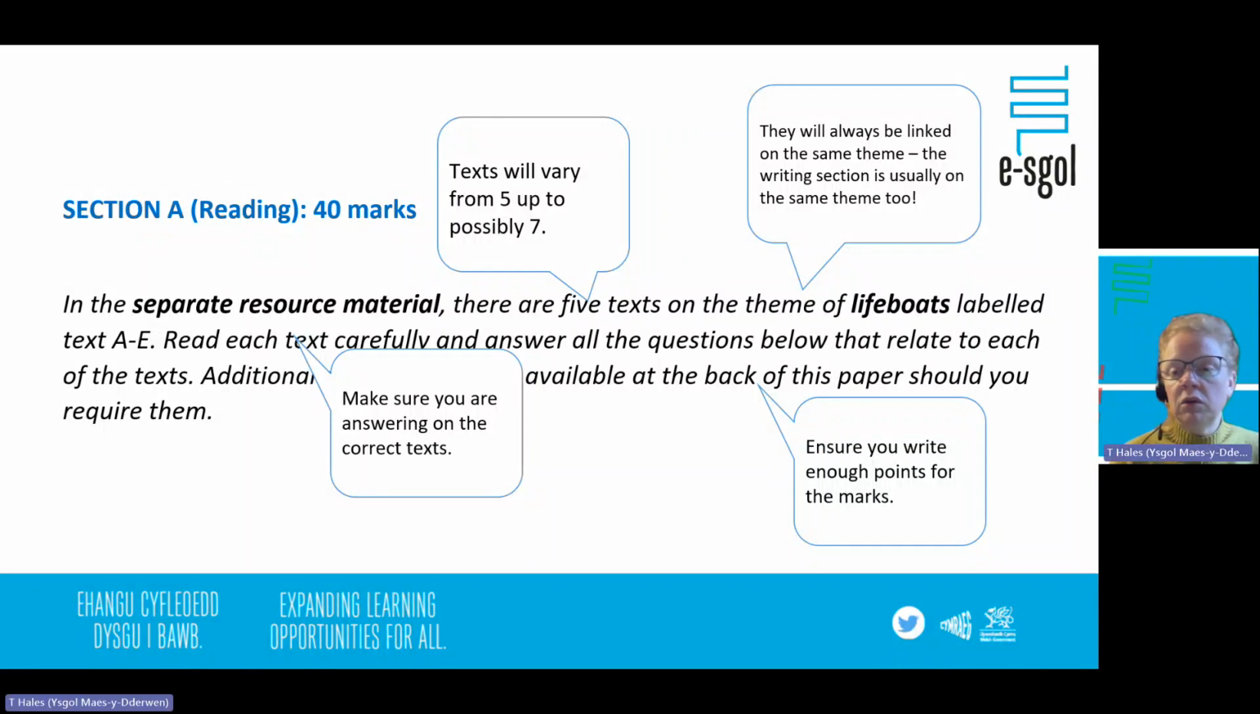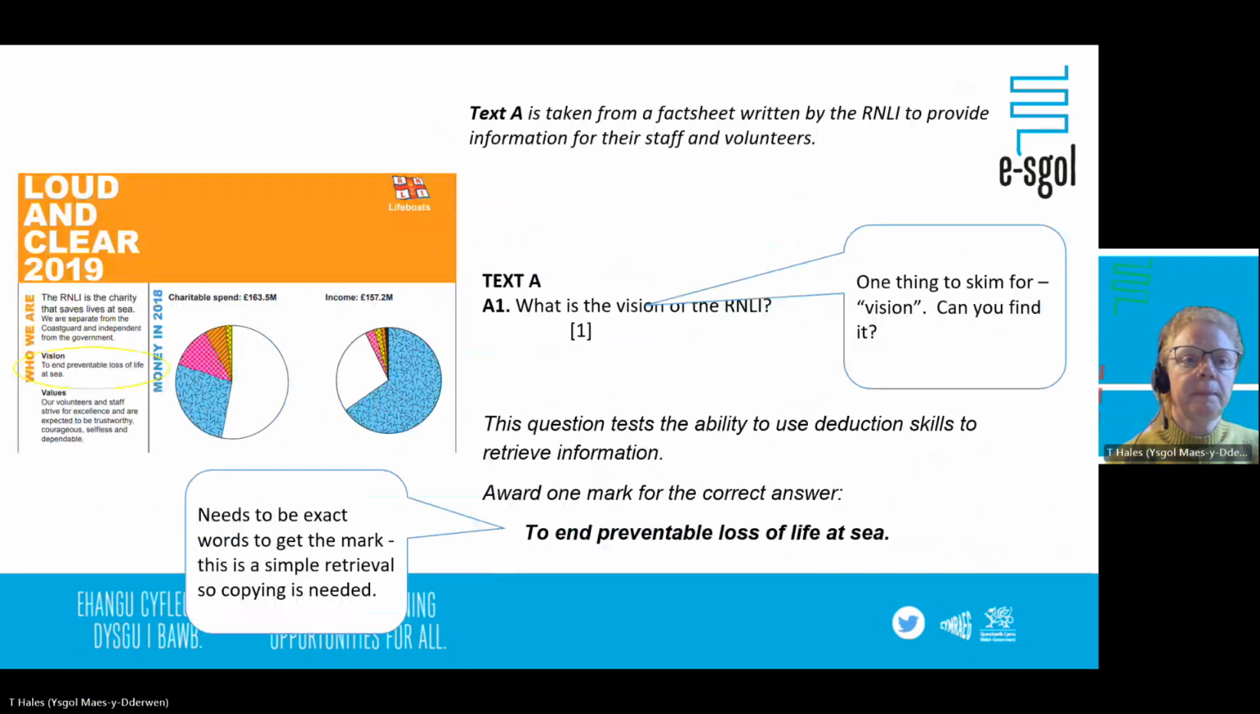You need to make sure you're answering the right text. So make sure that the answer that you're giving has come from the text that was identified. So when it says text A, your answers have all come from text A. When it says text B, your answers have all come from text B. And again, just to remind you, make sure you write enough points for the marks.